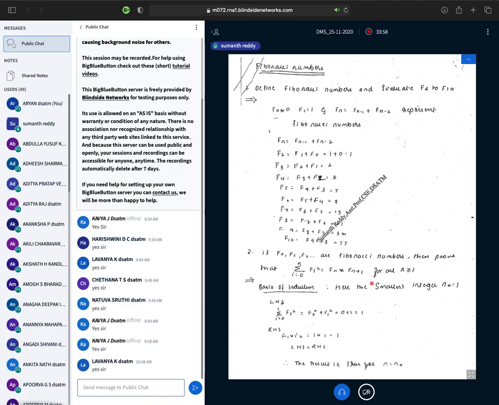In some of the question papers he has asked, we already know the general definition for the Fibonacci numbers. The first number is equal to 0, the second number is equal to 1, whereas further numbers can be calculated recursively using the recursive formula, that is f of n is equal to f of n minus 1 plus f of n minus 2. I think everyone knows this basic definition for the Fibonacci numbers.